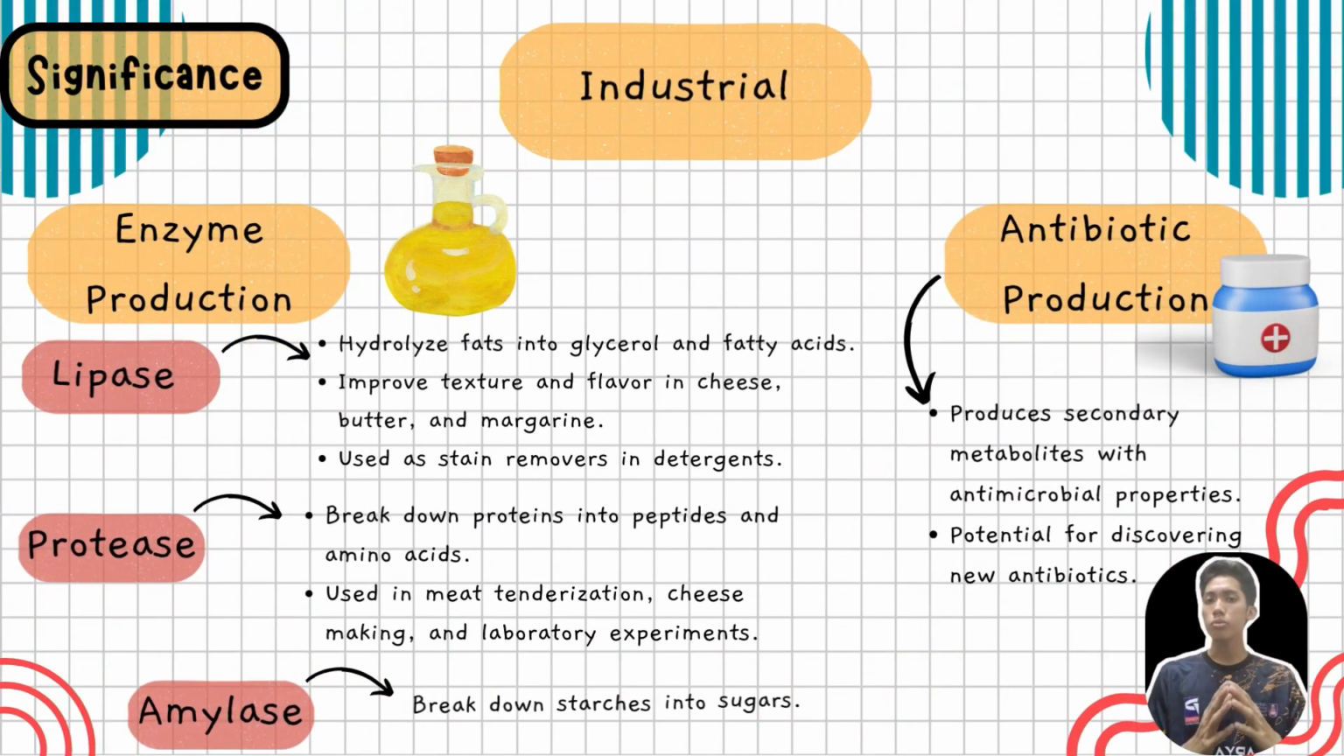The other significance of Racemosus is its application in industrial fields. It is used for the production of various enzymes, such as lipase, protease, and amylase. Lipase is produced from Mucor species, including Racemosus, through the fermentation process. Lipase is used in industrial fields to catalyze the hydrolysis of fats into glycerol and fatty acids.